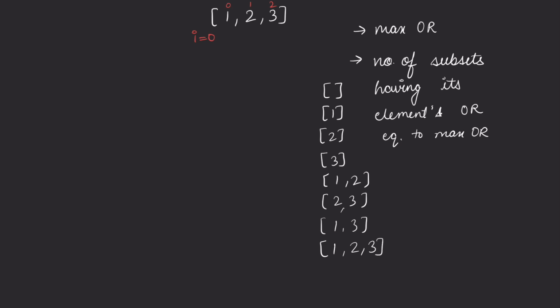Initially your index will be 0 and the element is 1, right? So first of all, we'll consider the element 1. For this, we have two choices, right? Either we take it or we do not take it. When you take 1, then your subset will become an array having element 1. And when you do not take it, then it will be an empty array, or we can say the empty subset. So we are done with the first number.